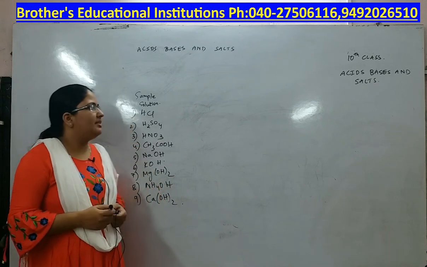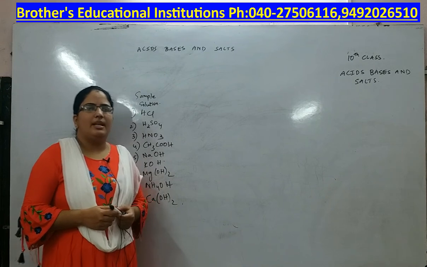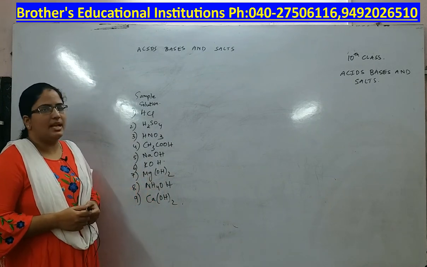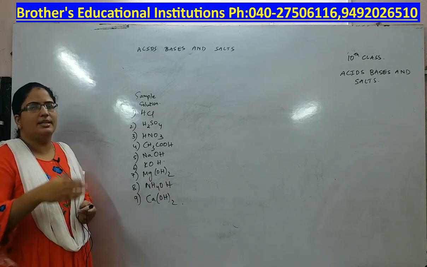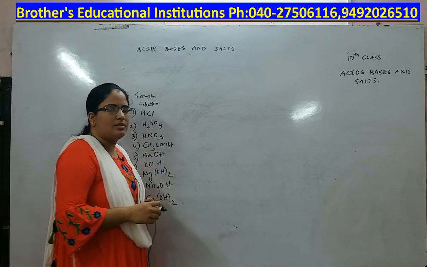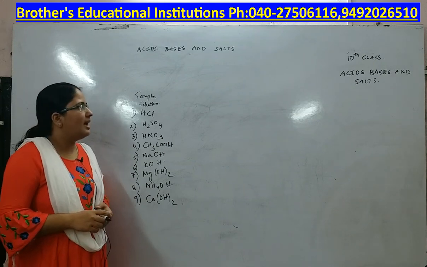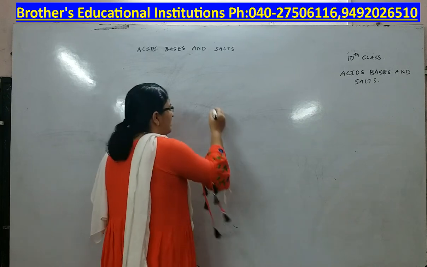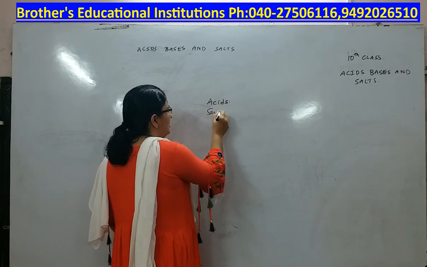As we have discussed in the previous topic about chemical equations, in this part we shall discuss the next chapter, acids, bases and salts. This is a new chapter, the third chapter. Before going to acids, bases and salts, let us discuss what are acids, what are bases and how salts are obtained. Acids are the substances which are sour to taste.